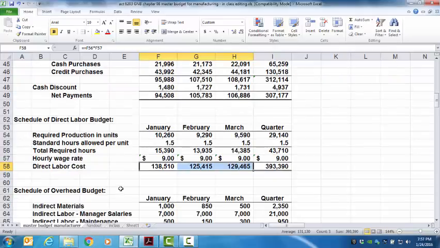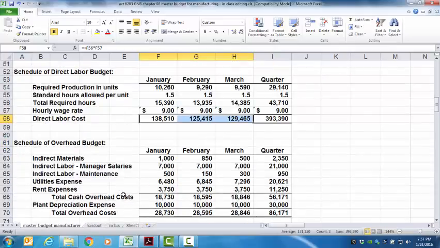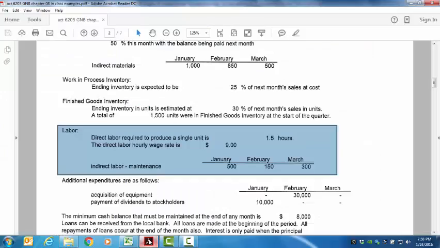All right, then my next one is the overhead budget. So we've got our direct materials, we've got our direct labor, we need our last production cost, which is overhead. So overhead consists of several different items here. And so a lot of these come from the data sheet. So let's go back and see where they come from.